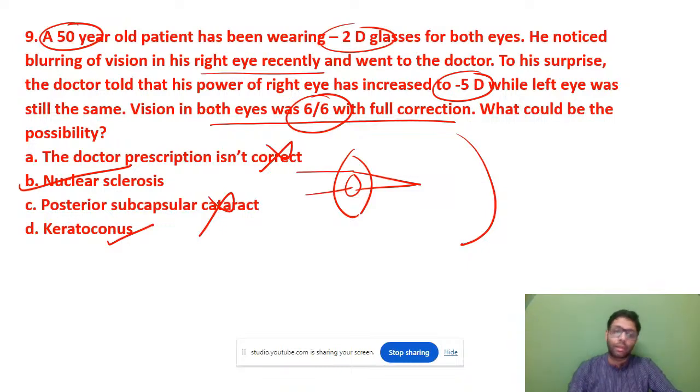Keratoconus is ruled out. I know many people have marked keratoconus because this can happen. -2 to -5 can happen, and best corrected vision can be 6/6. But a 50-year-old cannot have keratoconus.